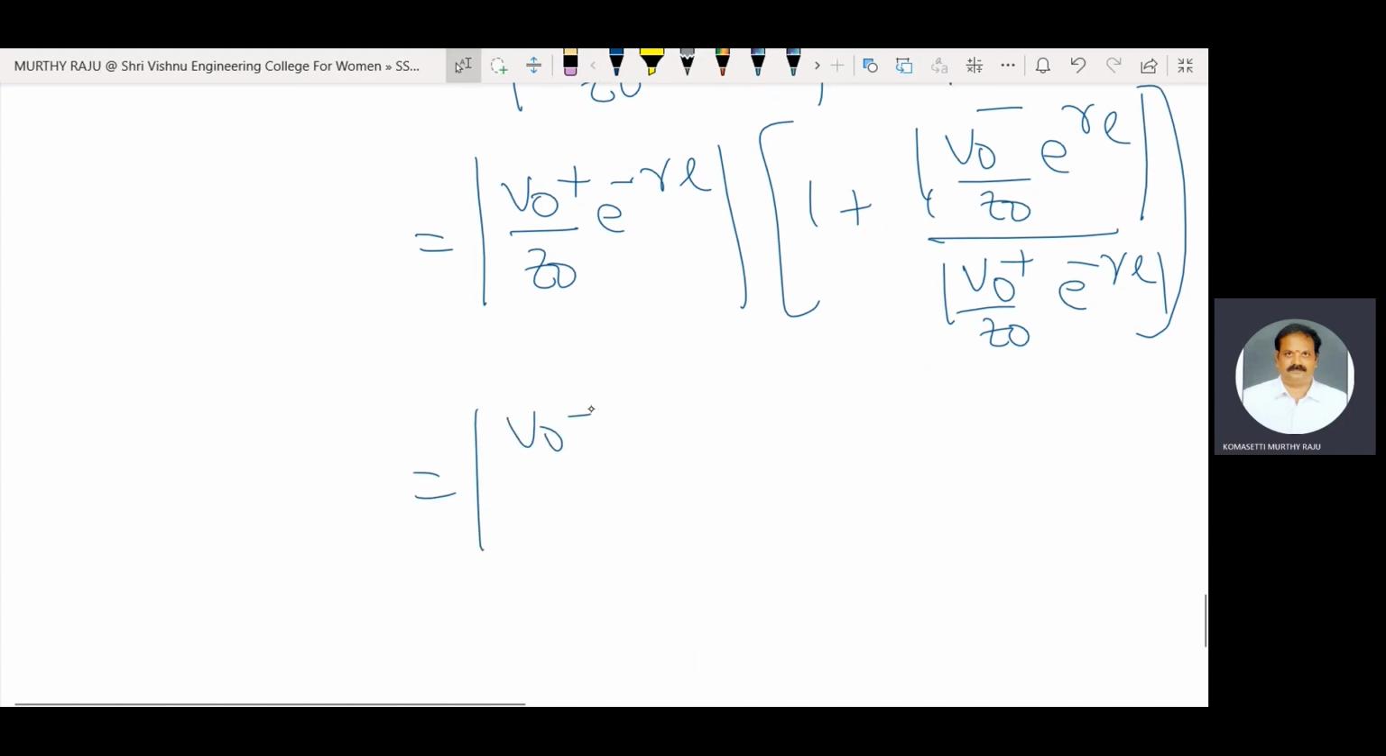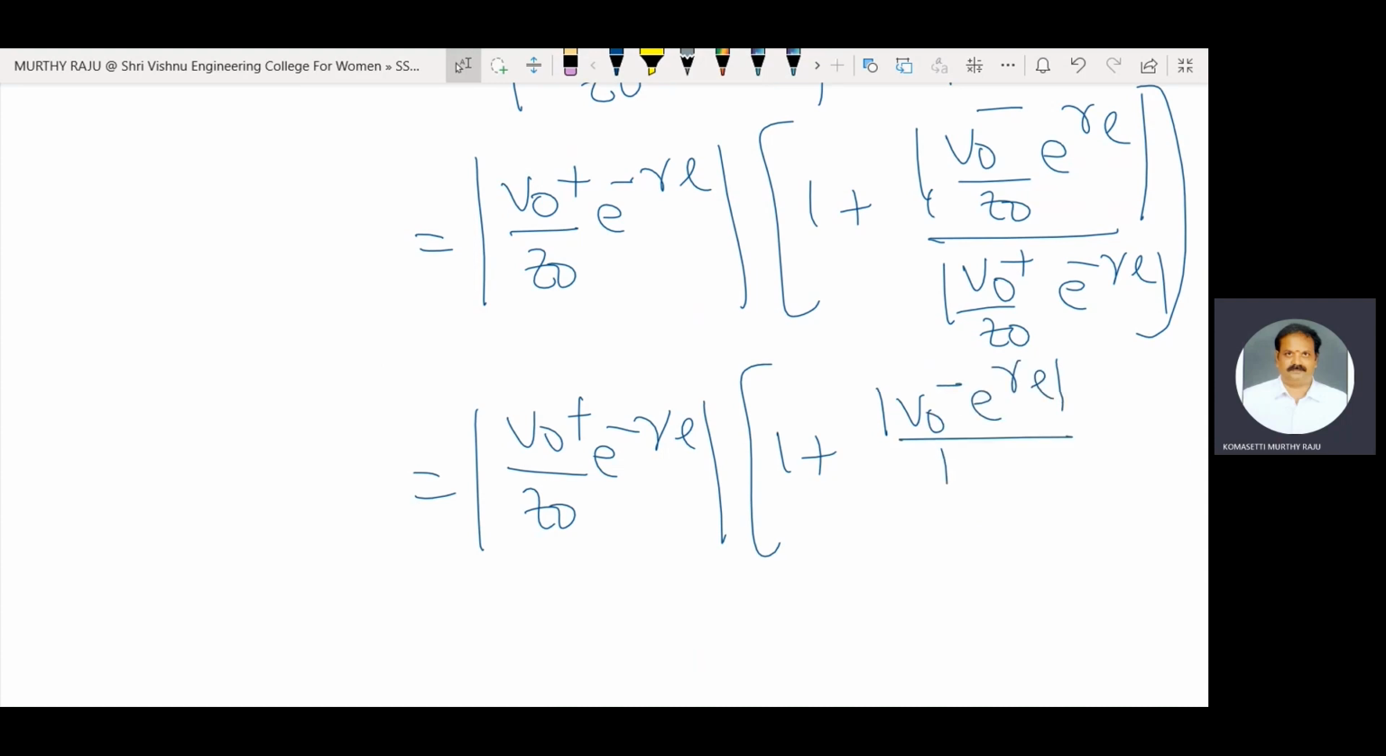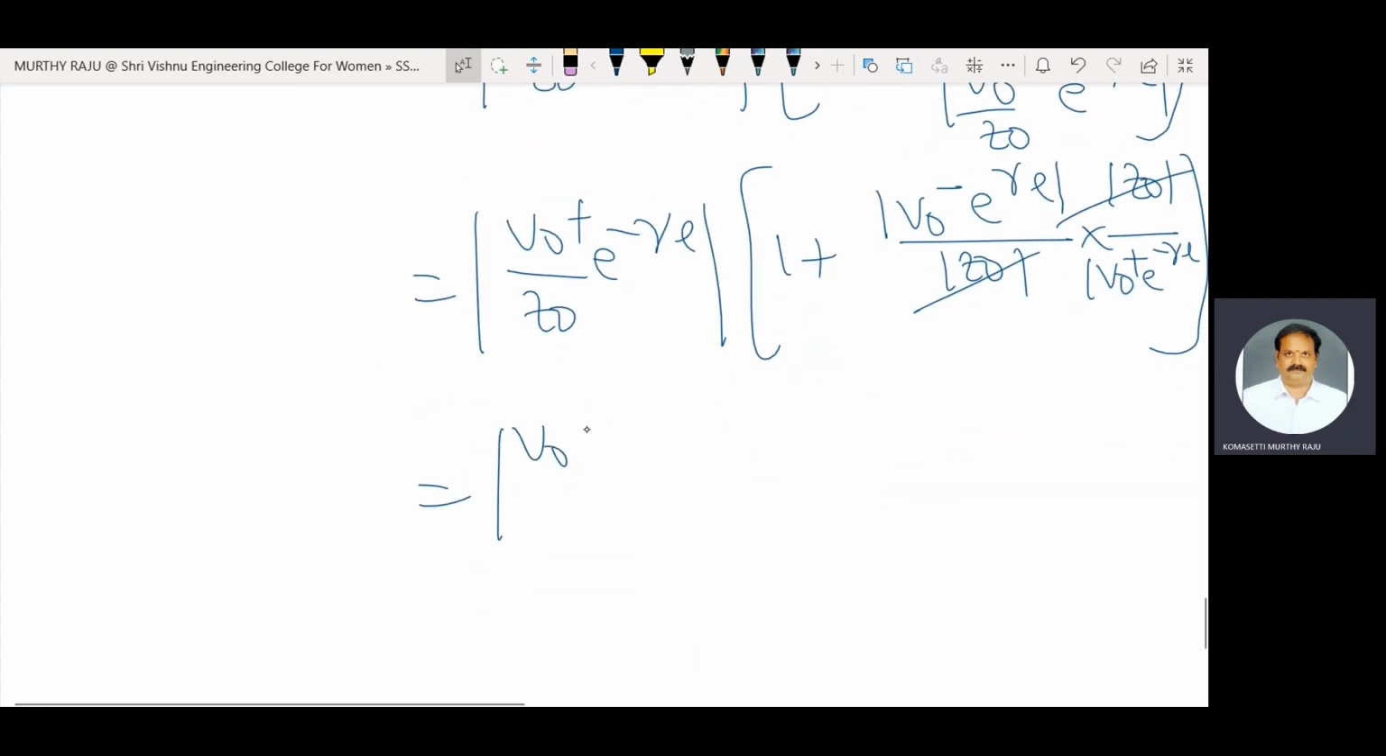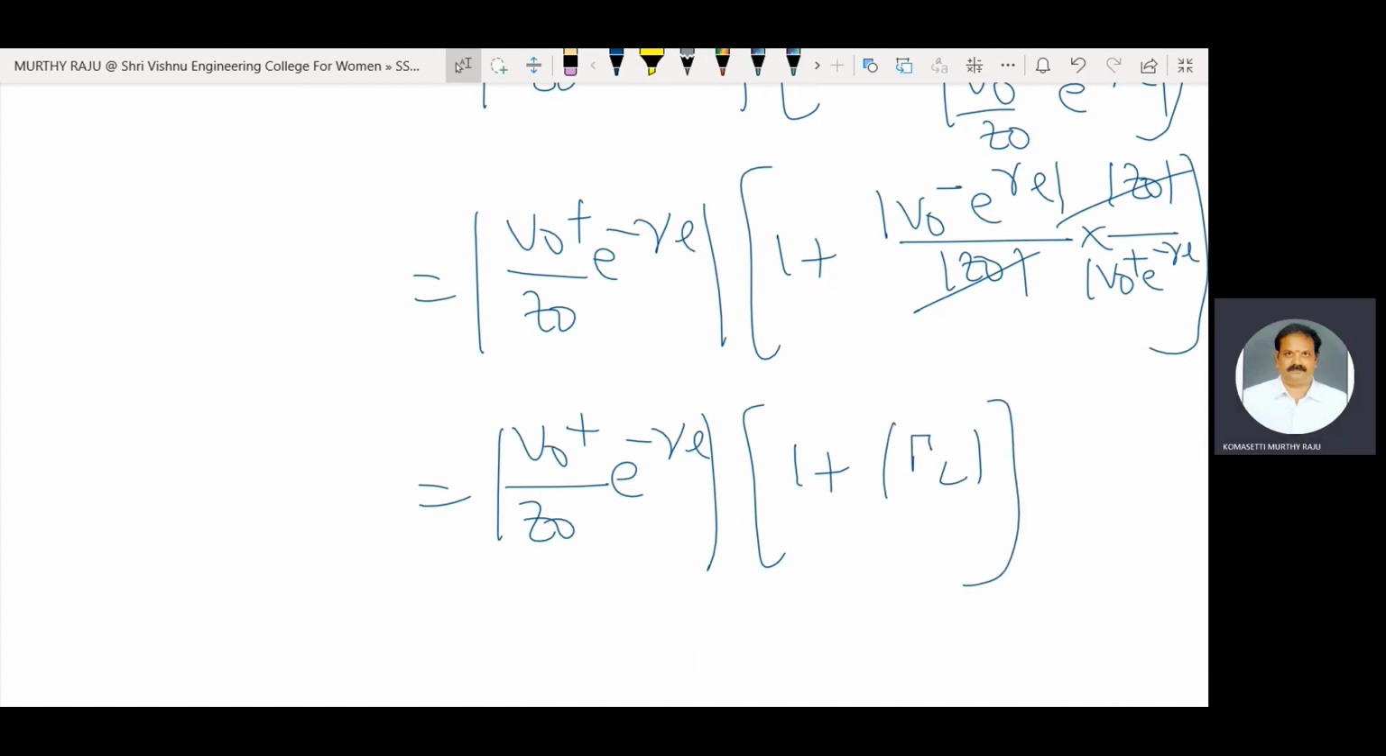That is mod V0 plus by Z0 e power minus gamma L times 1 plus mod V0 minus e power gamma L by mod V0 plus e power minus gamma L, with Z0 terms cancelled. These two are cancelled. So we get V0 plus by Z0 e power minus gamma L times 1 plus mod V0 minus e power gamma L by V0 plus e power gamma L, which is the mod reflection coefficient: 1 plus mod tau L.